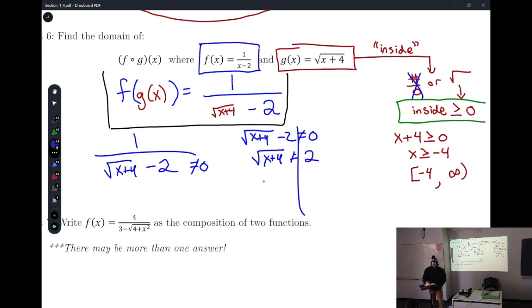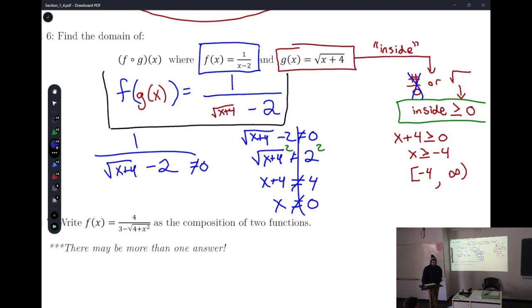Which means x plus 4 better not be 4. Because that one's the weird one because we squared both sides, right? And then x better not be 0. Interesting.